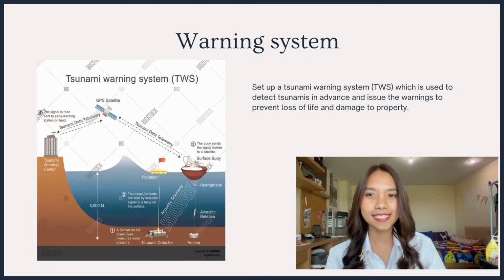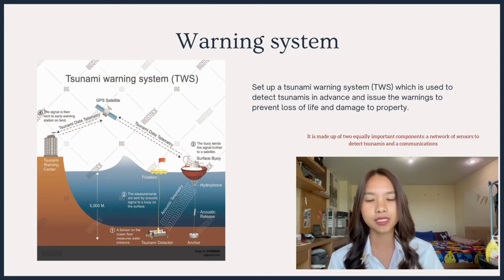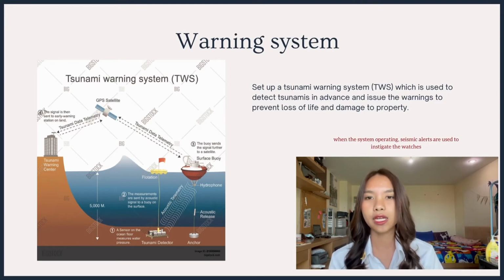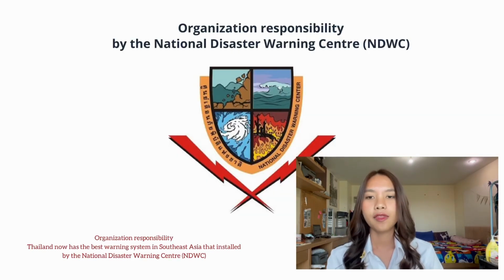Warning system. We set up a tsunami warning system, or TWS, which is used to detect tsunamis in advance and issue warnings to prevent loss of life and damage to property. It is made up of two equally important components: a network of sensors to detect tsunamis and a communication infrastructure to issue timely alarms to permit evacuation of the coastal area. When the system is operating, seismic alerts are used to indicate the watches and warnings. Then data from observed sea level height are used to verify the existence of a tsunami. The organization responsible: Thailand now has the best warning system in Southeast Asia, installed by the National Disaster Warning Center, or NDWC.